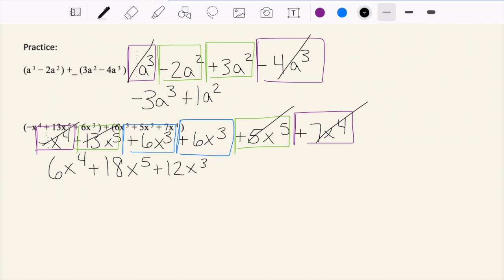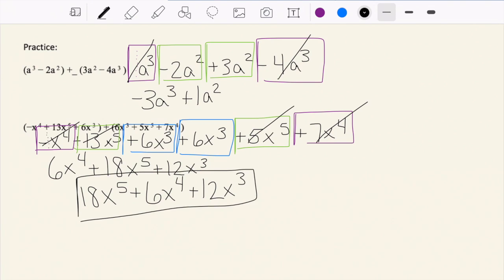Now, if we think back to how it will most likely be written in a question, they will start with the highest exponent and go to the lowest exponent. So x to the fifth is our highest exponent, so that should be written first, followed by positive 6x to the fourth, and then positive 12x to the third. So that should be our final answer. And that's the end of this lesson.